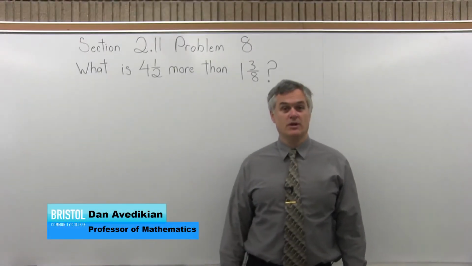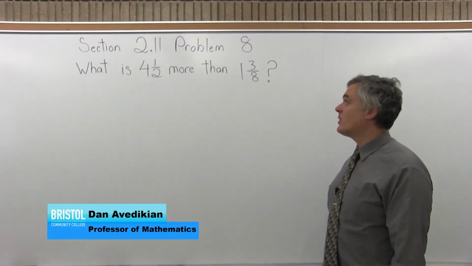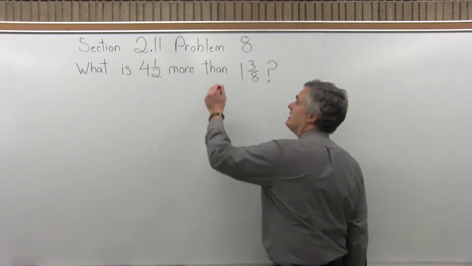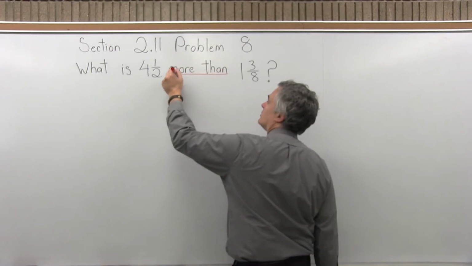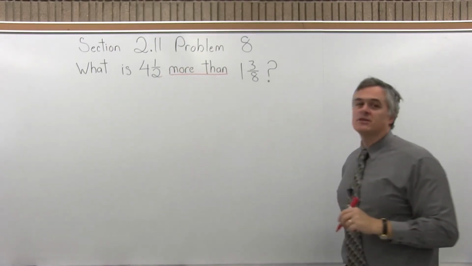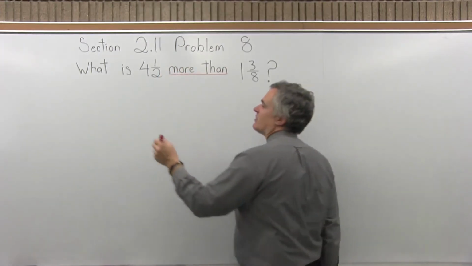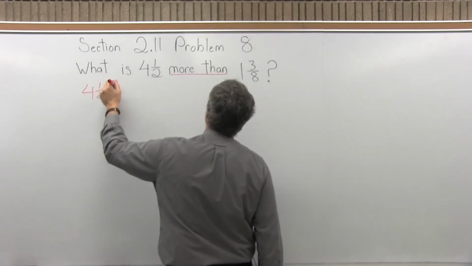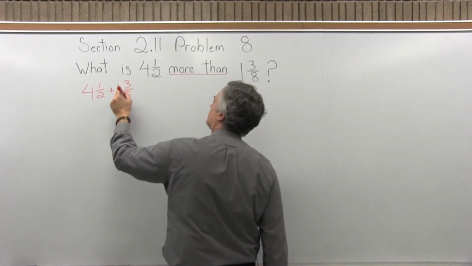This is Section 2.11, Problem 8. It says, what is 4.5 more than 1 3/8? So the key phrase here to tell me what to do is "more than." That's telling me that I need to add. So this problem essentially says, add 4.5 plus 1 3/8. That's what needs to be done.